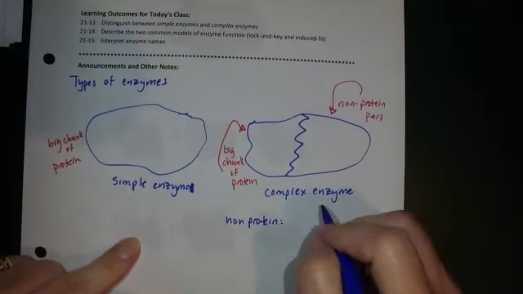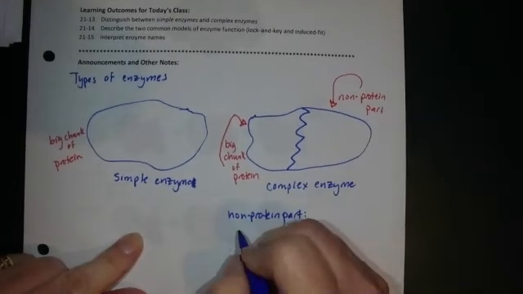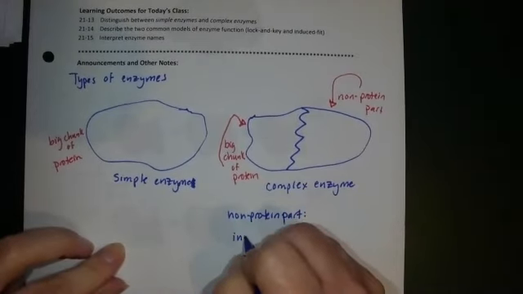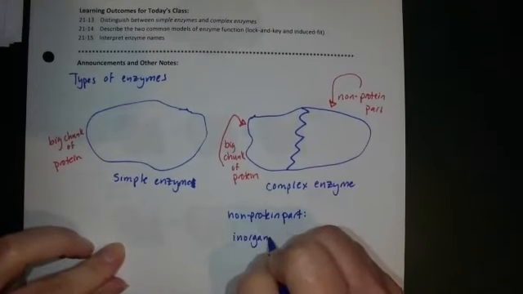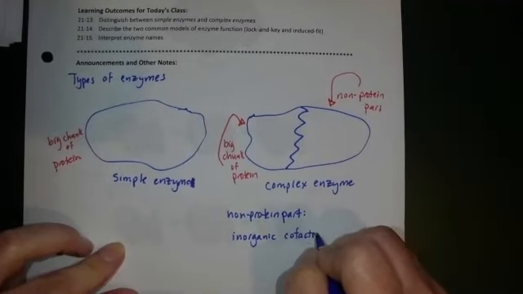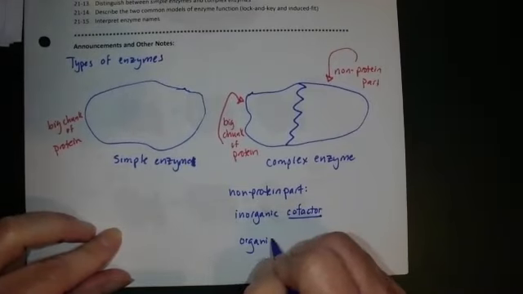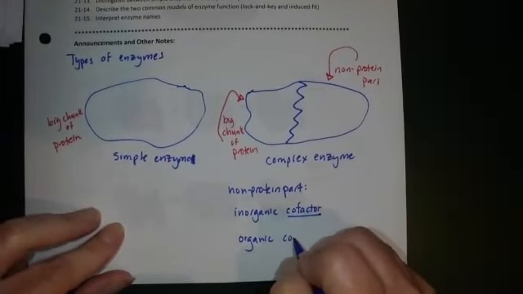The non-protein part might be called a cofactor if it is inorganic. If it is formed of an organic component, it is referred to as a coenzyme.